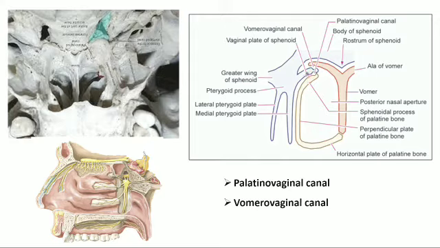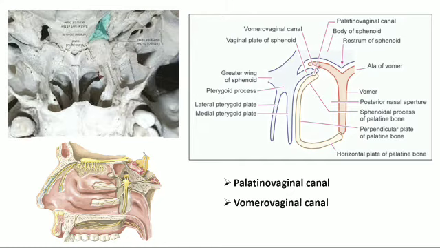So if you observe very clearly, in between these processes, you have canals. These are the vomerovaginal canal and palatinovaginal canal respectively. So in a vertical line, first you identify three structures. Uppermost one, ala of the vomer. Just beneath that, vaginal process of sphenoid. Again, just beneath that, you have sphenoidal process of palatine bone.